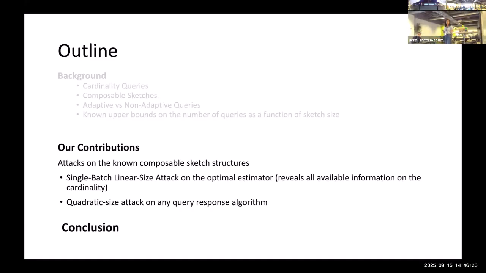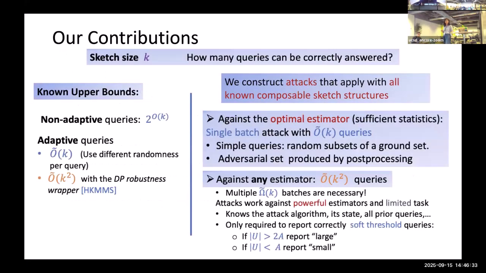construct, we can violate the estimation error, but in this case, we put an additional restriction on the responses, on the query response algorithm. So in terms of previous work in this line, for the non-adaptive setting, as I said, there's an exponential bound, and then for adaptive, there was O tilde of k when we use different randomness, or O tilde of k squared with differential robustness.